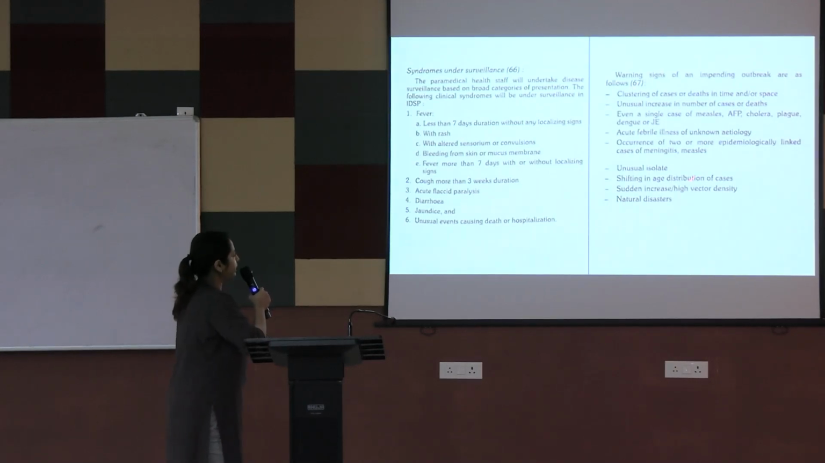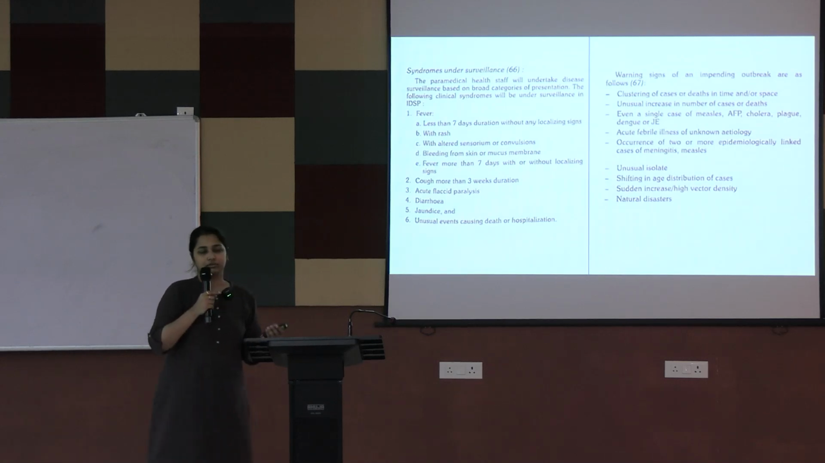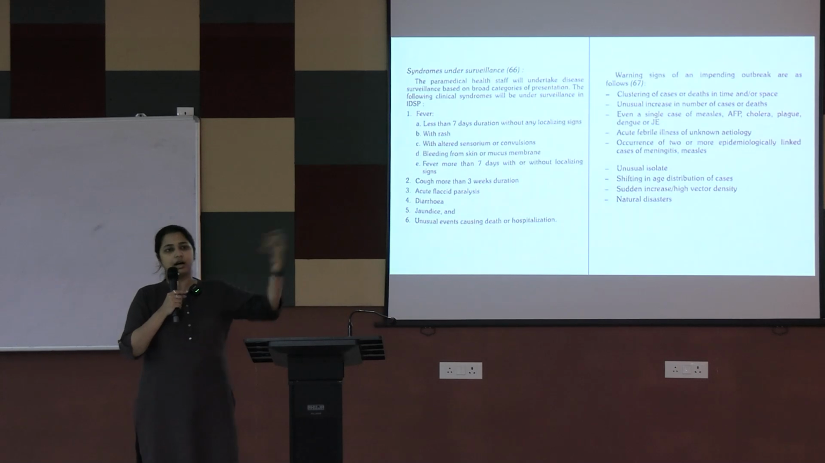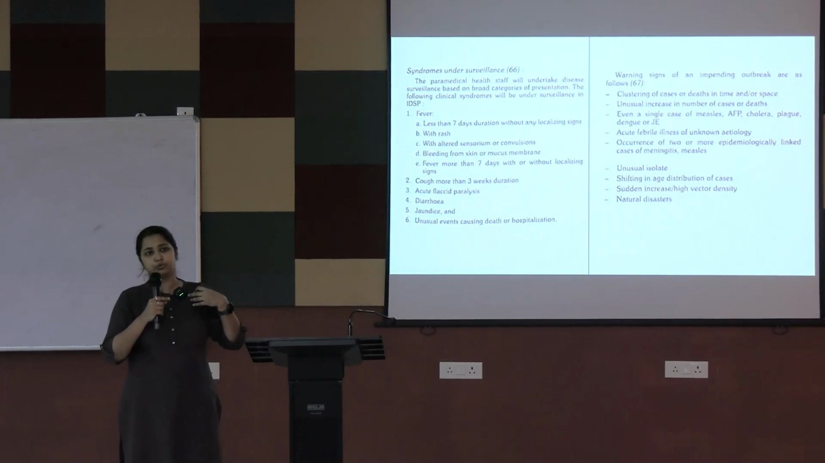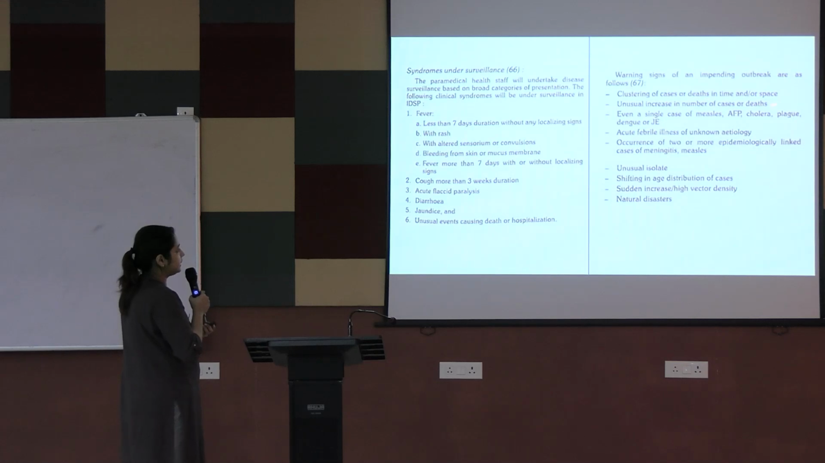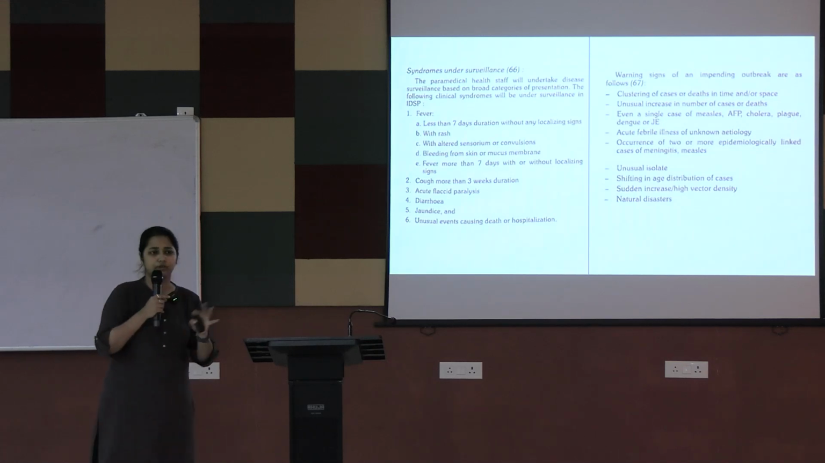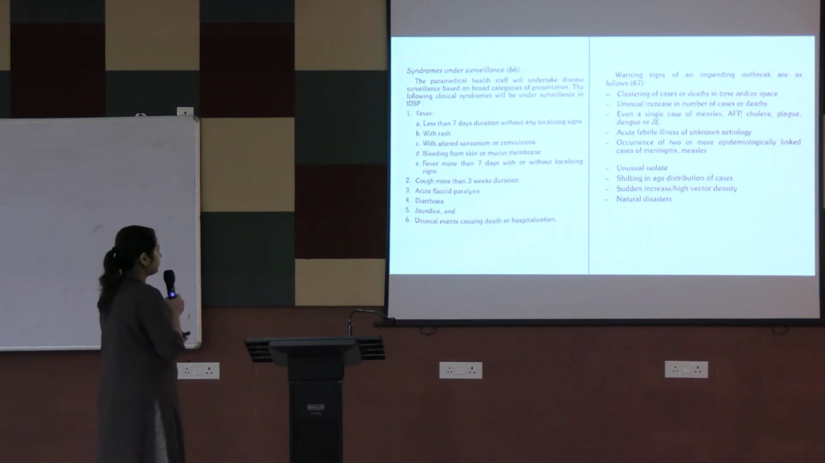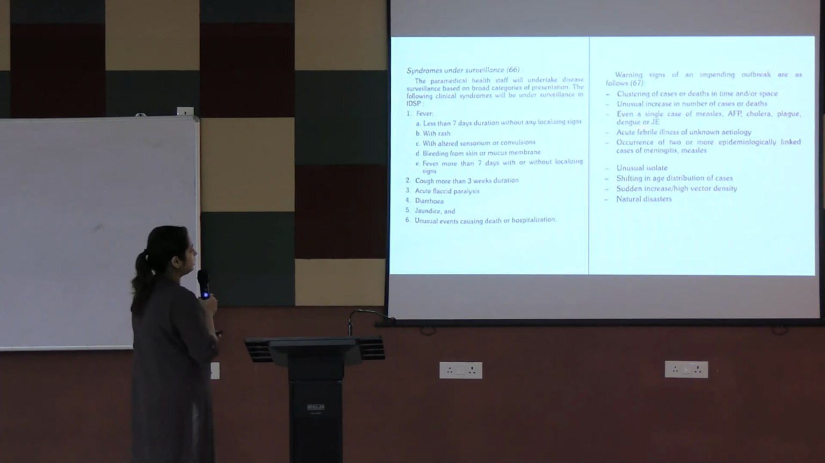And in case of an outbreak, what are the warning signs that indicate the need for an RRT, that is the rapid response team, to come to that area? What are the warning signs? There is a clustering of cases or deaths in time and or space, meaning somewhere a lot of deaths or cases have occurred suddenly. Unusual increase in the number of cases or deaths.